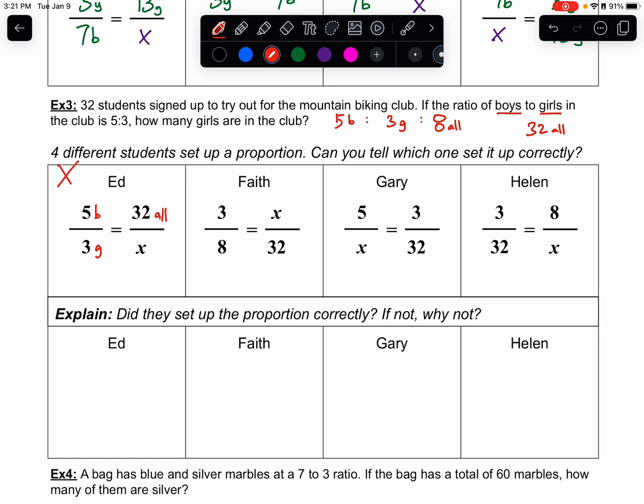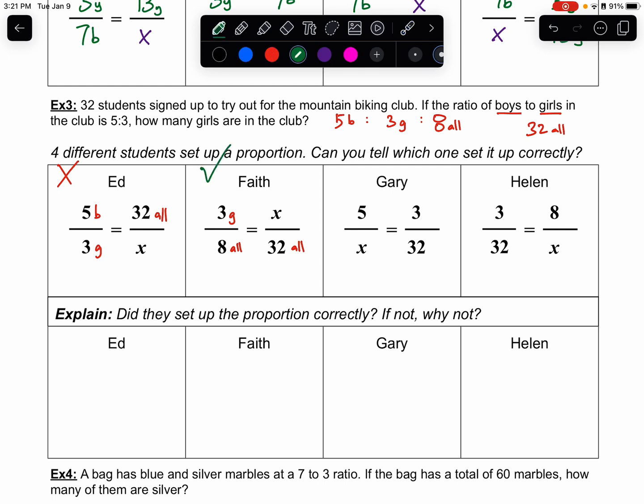That's like how Faith did it. 3 refers to the ratio number of girls. 8 refers to the all, ratio all. And 32 also refers to all. And X refers to how many girls, right? That's what we're trying to figure out. So the ratio of girls to all is 3 to 8, and that's correct. And we have X to 32. How many girls if the actual number is 32? Faith did it correctly. Good job, Faith.